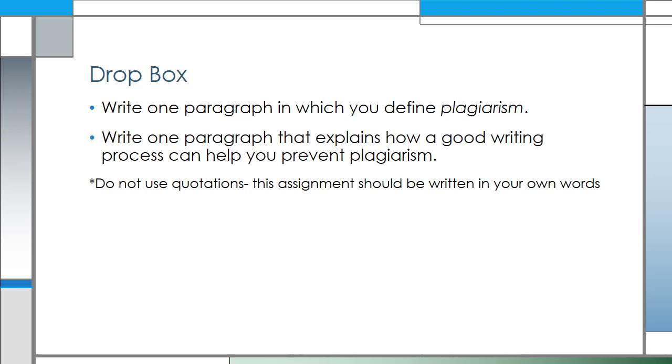A couple things I wanted to note for this assignment. One thing is that you should not be using quotations for this. This should be written in your own words. And it shouldn't rely too heavily on your sources, even though you're going to be doing some reading, and you'll see that in your assignment sheet that talks about what plagiarism is.